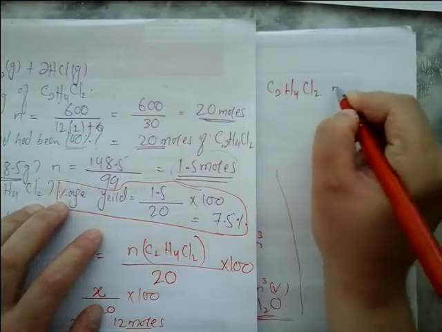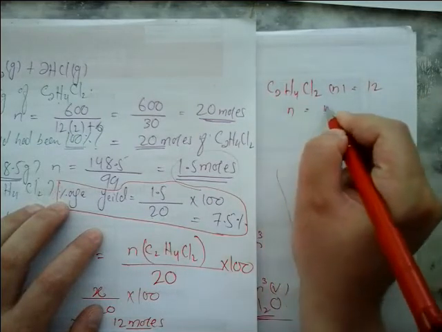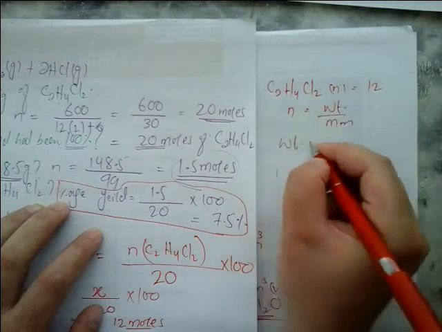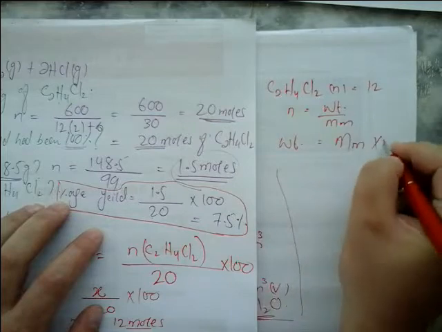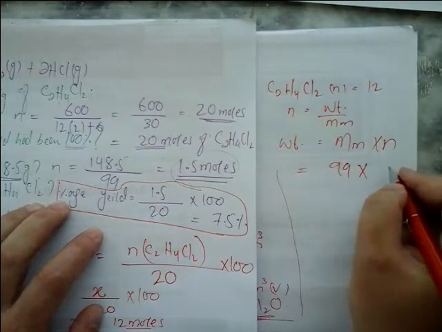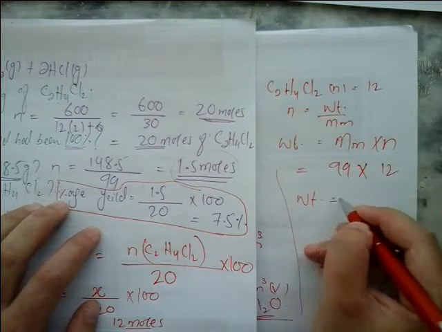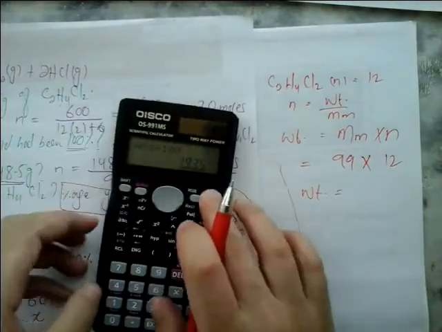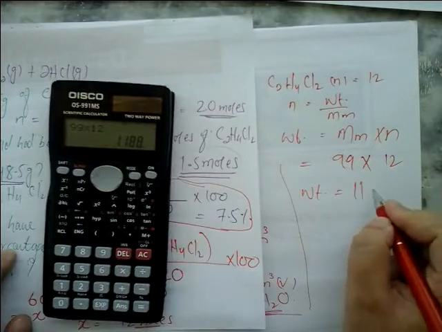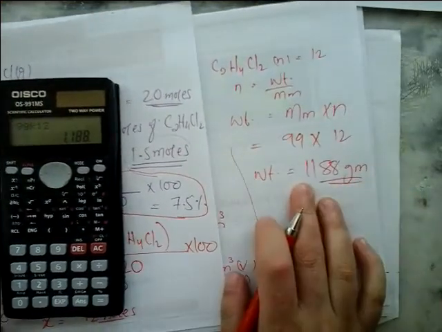Okay, so C2H4Cl2 moles are 12. We know that number of moles is equal to weight over molar mass. We can easily find weight as molar mass multiplied by number of moles. Molar mass is 99, multiplied by moles, which is 12. So weight is 99 multiplied by 12, which is equal to 1188 gram. Okay, 1188 gram.